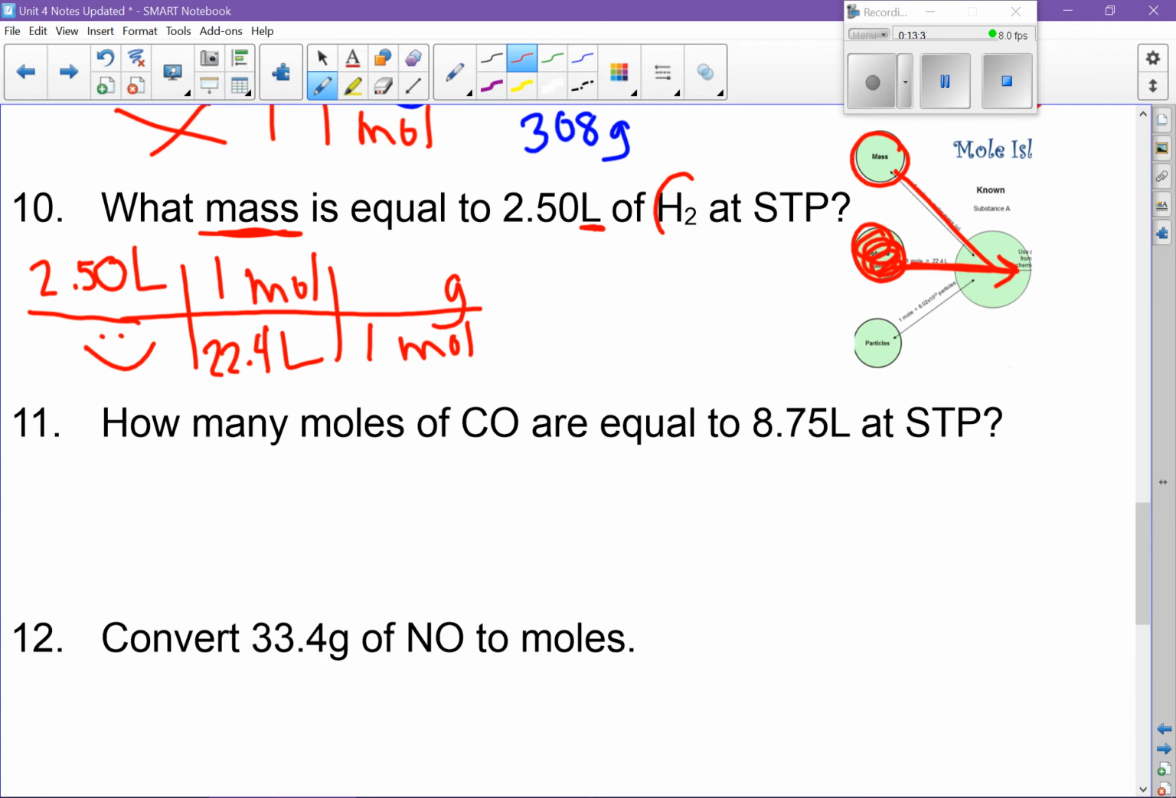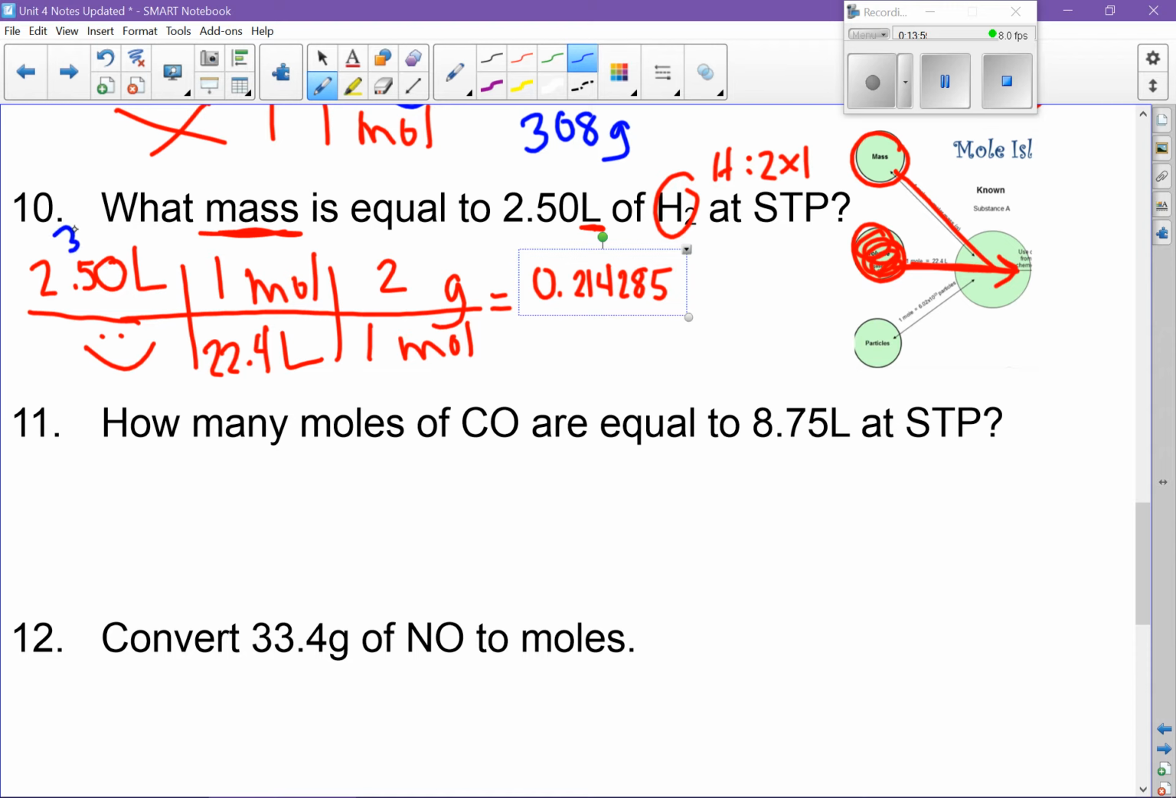Now I have H2. So there's 2 of those hydrogens. Each one weighs 1 gram per mole. So the molar mass of that is 2. When you put all of that into your calculator, you should get 0.214285 something. We're ready to round.